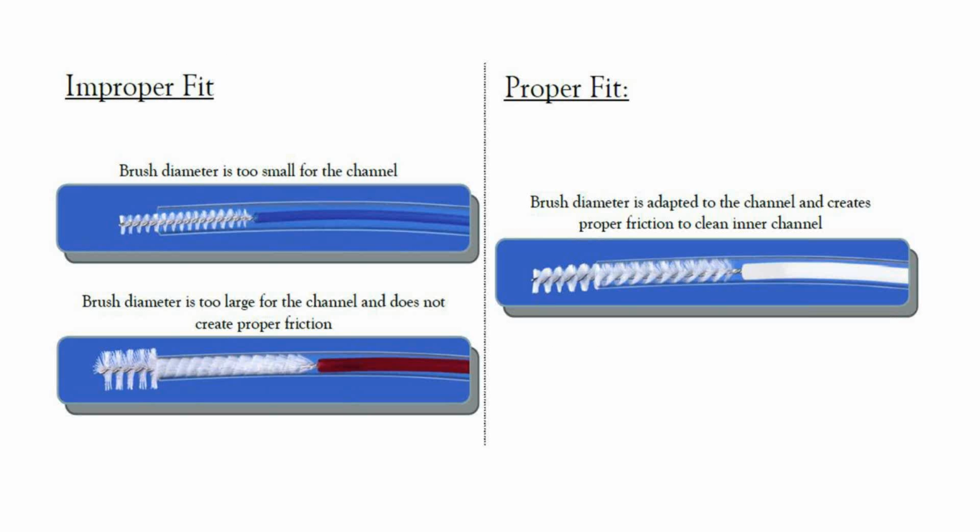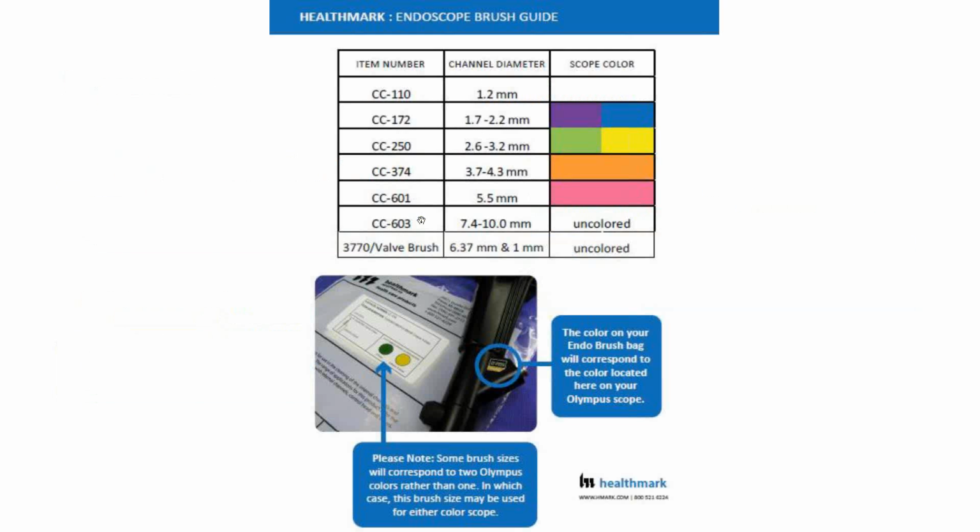This next slide just shows you some photos of what improper sizing of brush looks like in a lumen. So if it's too small, it won't contact or have friction against the walls of the channel. If it's too large, you'll see how it pokes out of the end of the channel, and you won't have proper friction created. But one that is properly sized will create the correct level of friction and remove the debris from the endoscope channel.